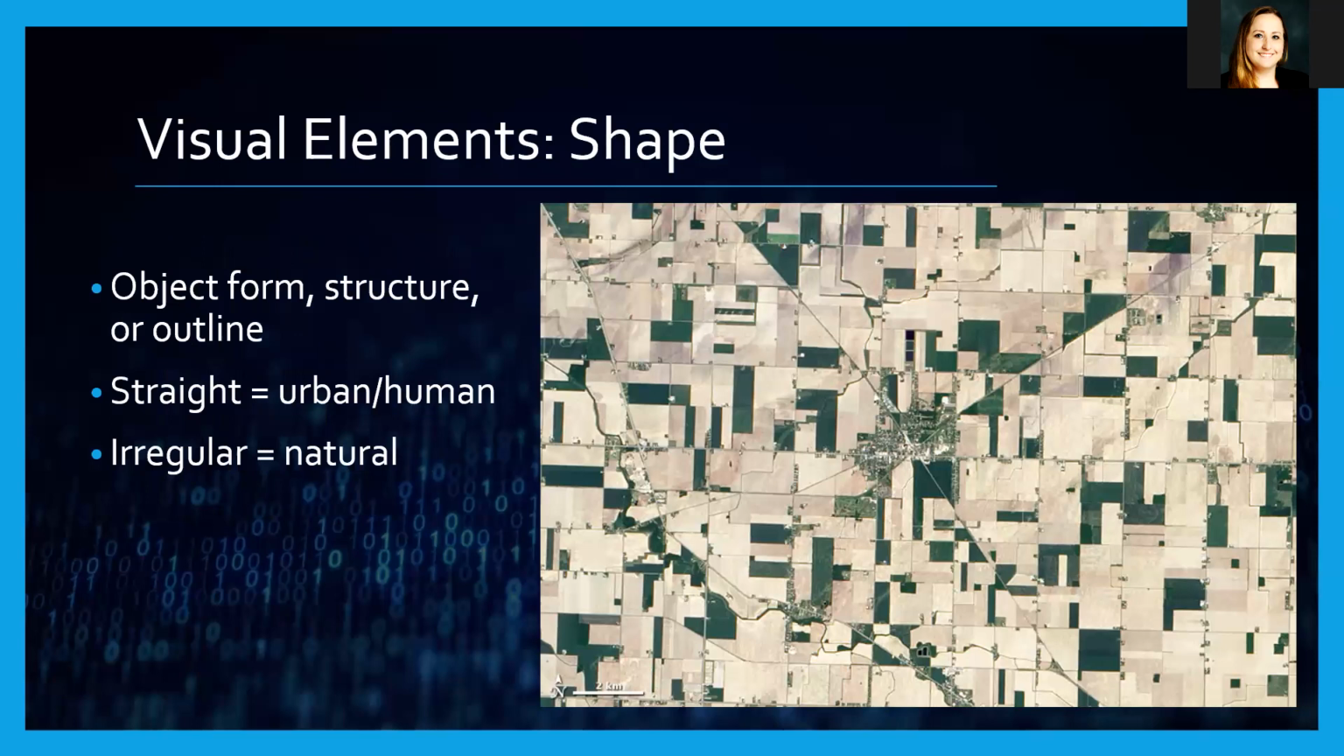Shape refers to the form, structure, or outline of individual objects. One of the most important things to remember about shape is the difference between straight geometrical features and curvy irregular features. Shapes with straight lines or edges are usually human-made. They normally represent urban or agricultural features. On the other side of the spectrum, the irregular curvy features are usually natural features, like rivers or forests.